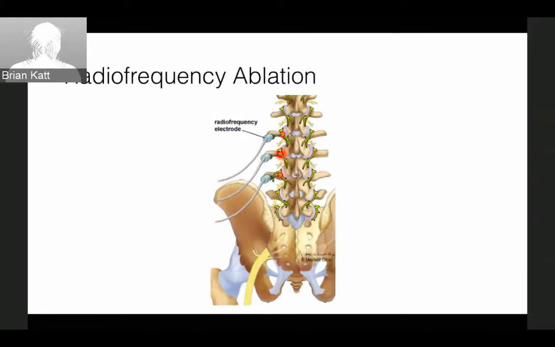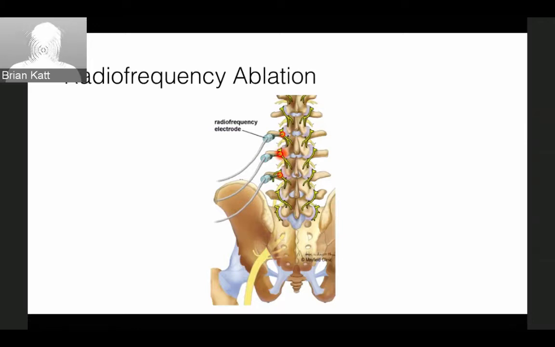So the next procedure, and we're going to talk more in depth, is radiofrequency ablation. Here you have 3 needles. They are right near where these medial branches are. Medial branches basically come off of the primary dorsal ramus of the spinal nerve and send pain signals to and from the facet joints.